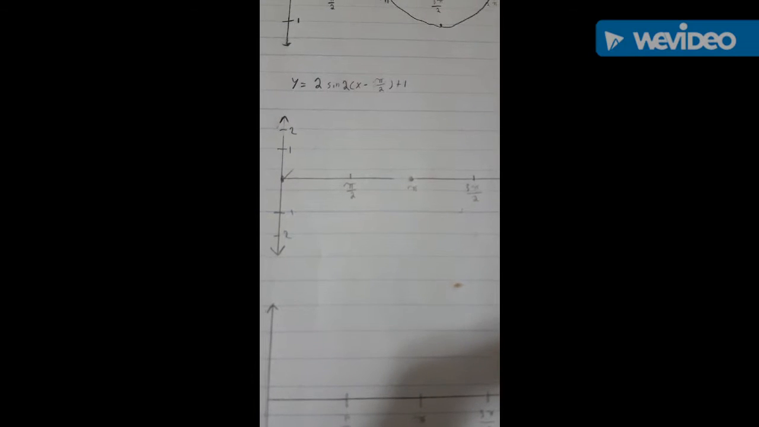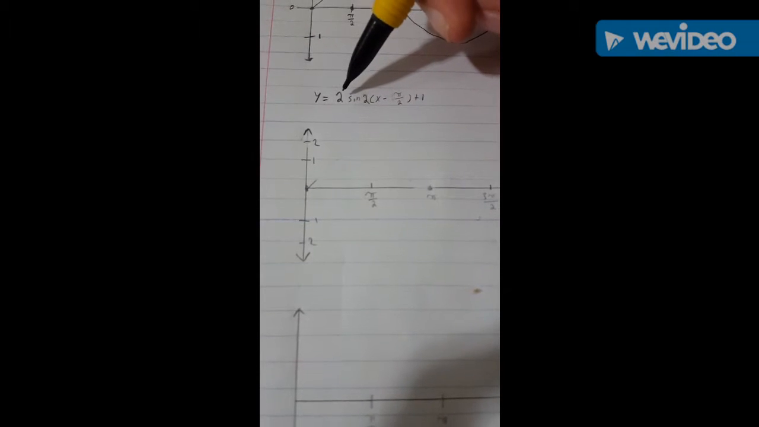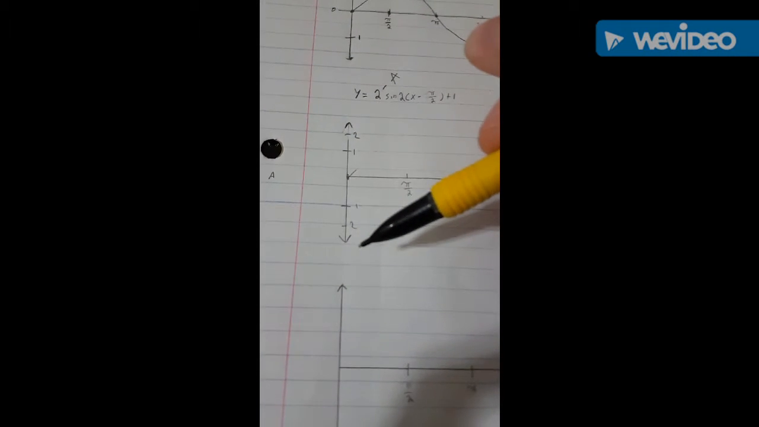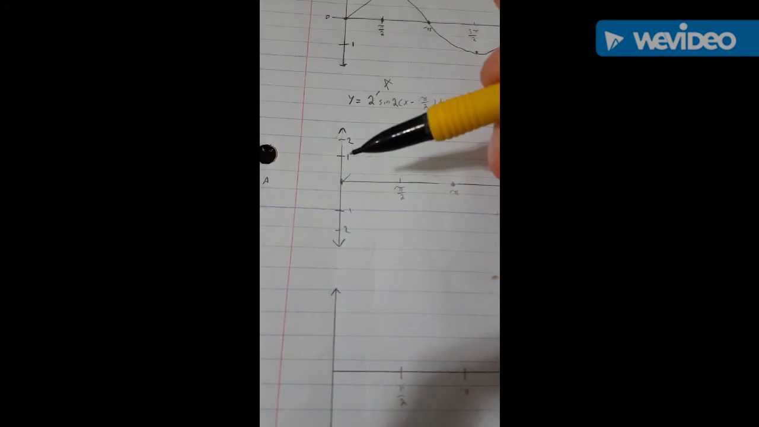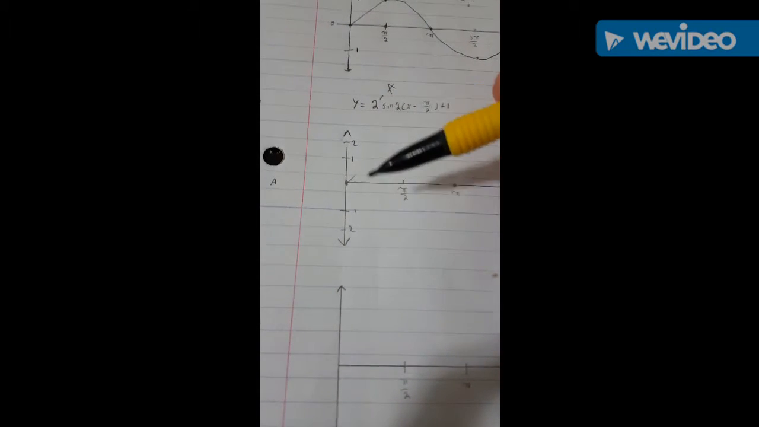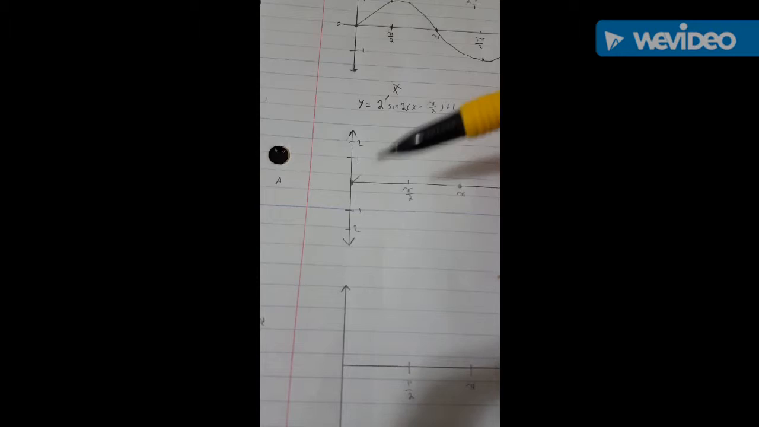So now we're going to try to plot our own function. So my function is y equals 2 sine times of 2 times x minus pi over 2 plus 1. So as you can see, this function has an amplitude of 2. So what we're going to be doing is we're just going to be increasing our y scales. As you can see, I've already done that. So our y scale is now -2 to 2.